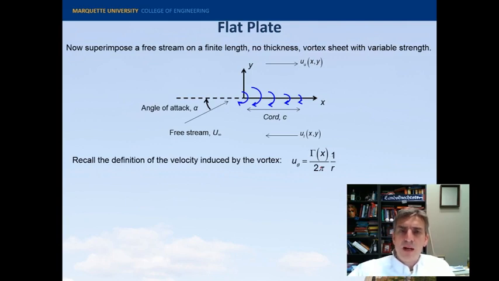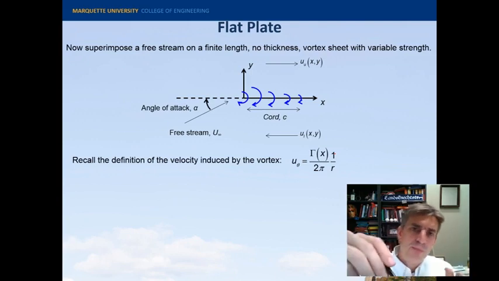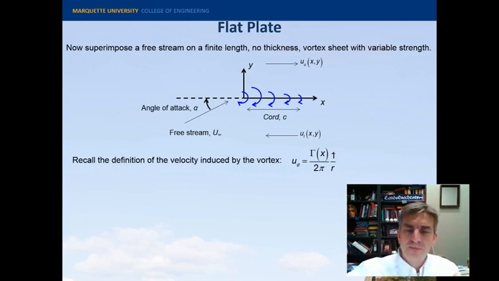So gamma over 2 pi over 1 over r. So that's our inversely decaying vortex that only has a component in the theta direction. And keep in mind here that we need to generate a slower flow under the plate, right? So I have reversed the rotation of the vortex. Normally it's right-handed, so it should rotate counterclockwise.